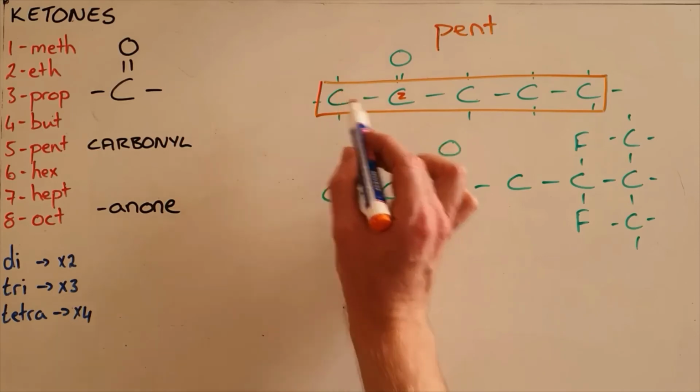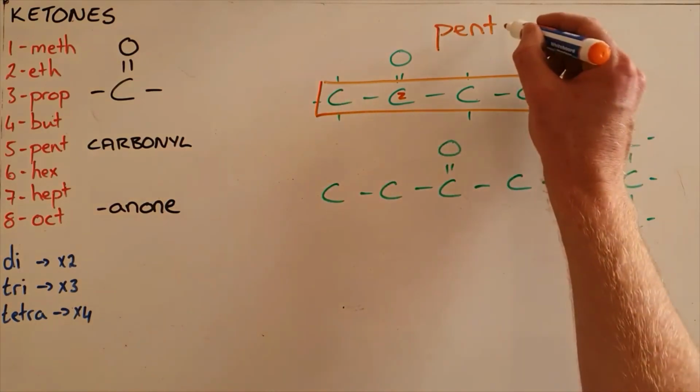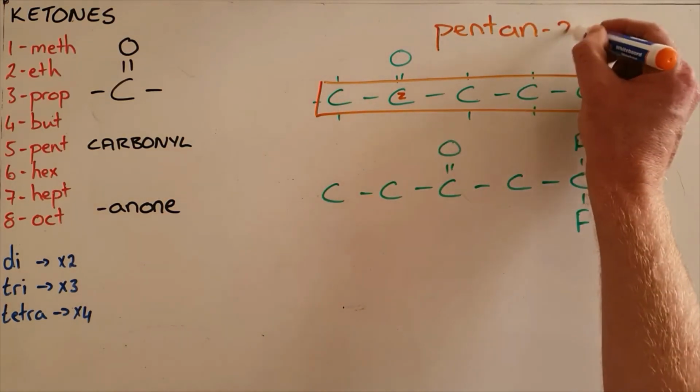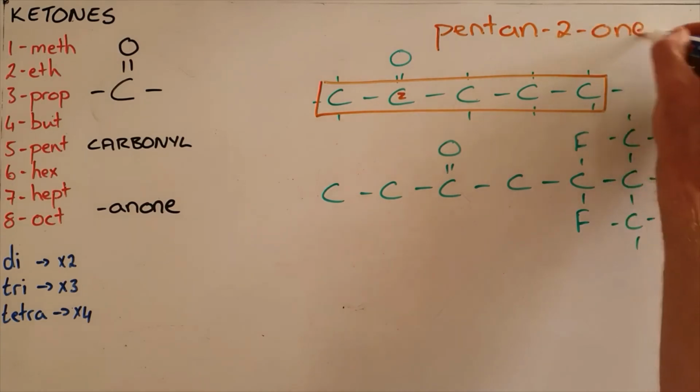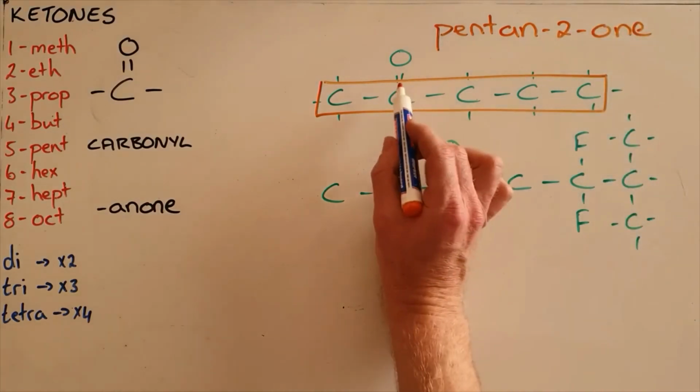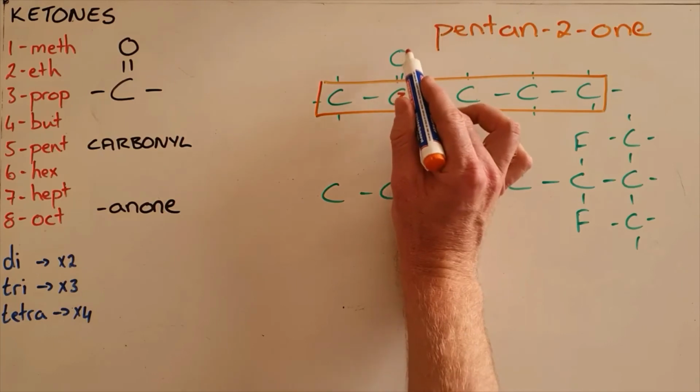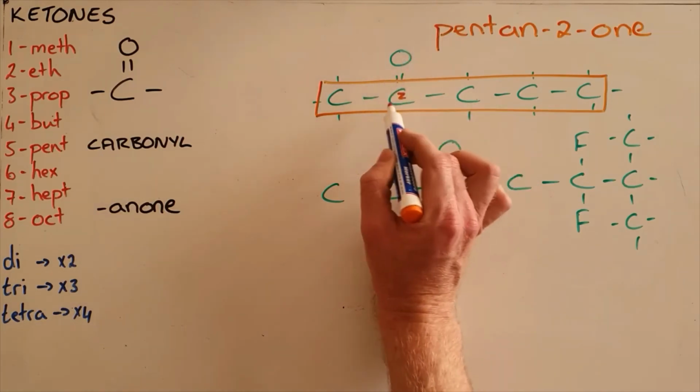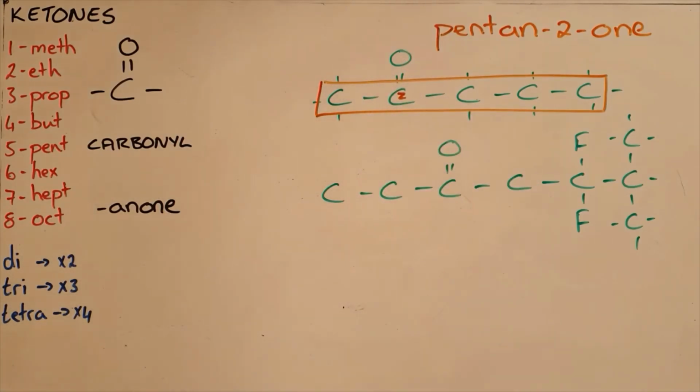We need to count from the side that makes that number the smallest, so we call this pentan-1-one. It is important to keep in mind that when this carbon double bonds to an oxygen, it already has 4 bonds, so it is not necessary to draw another hydrogen on.